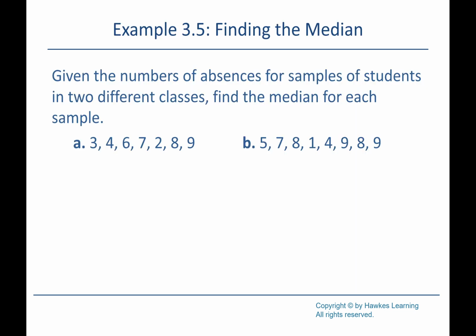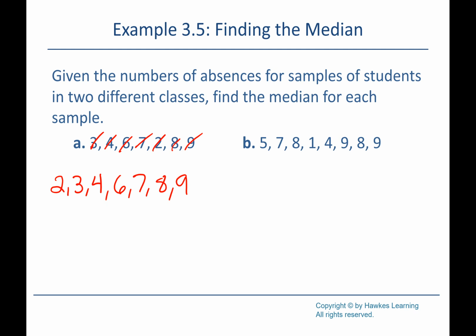So here we're given the numbers of absences for samples of students in two different classes. We want to find the median for each sample. Step one, very important. This is the most common mistake I see, is people forget to put the data in order. So we've got to put our data in order. I'm going to do mine from smallest to biggest. So I've got 2, 3, 4. I'm going to mark them out as I go. 2, 3, 4, 6, 7, 8, 9. And got them all there.